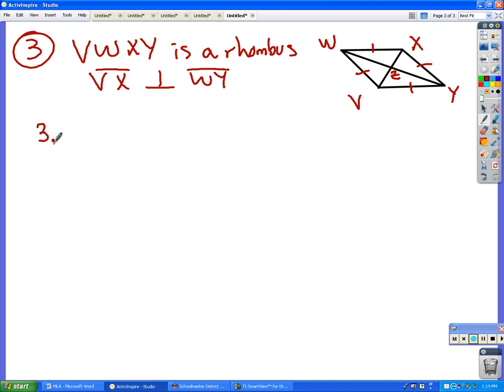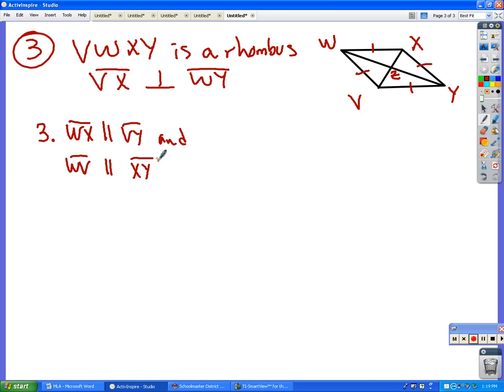So what would you say would be true because of that? Okay, so we're going to say the sides are parallel basically. WX is parallel to VY. Did you do both at the same time? And also WV is parallel to XY. Okay, so the sides are parallel because if a figure is a rhombus, then it has to be a parallelogram.